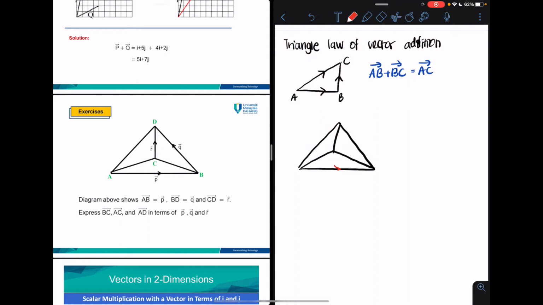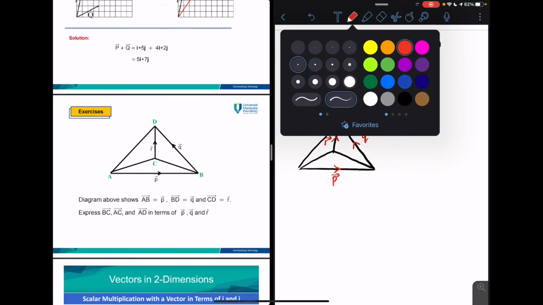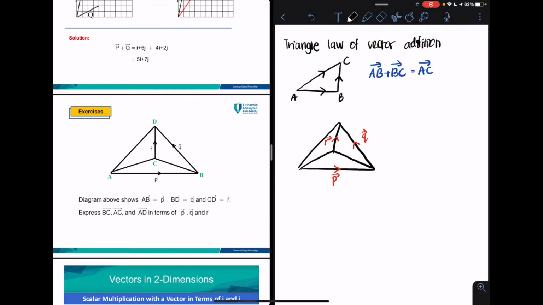and then you have this vector P, and you have vector Q, and you also have vector R. Alright, so let me label all the vertices such as A, B, and C.